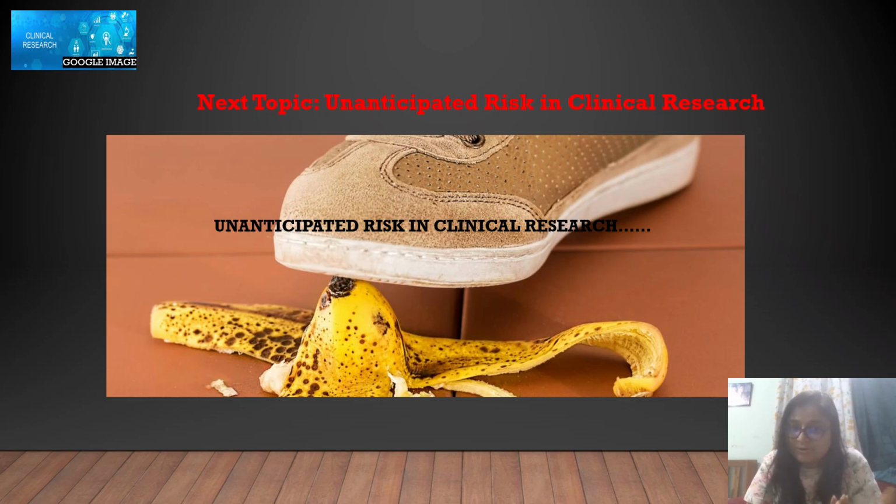And if you want to know about unanticipated risk in clinical research, and truly I'm telling you it would be a very interesting topic. We know that there are some anticipated risks when we are walking or doing anything, but there are some risks which are not anticipated. You can see in this picture, you are walking and suddenly a banana peel comes under your foot. That was unanticipated. So what are these unanticipated risks in clinical research? We will talk about this in our next video.